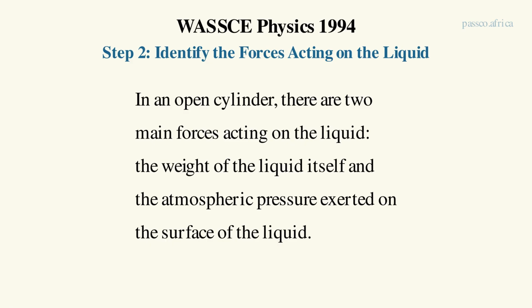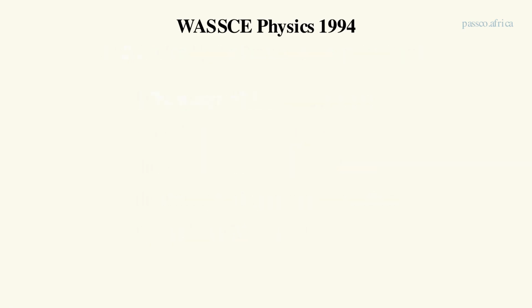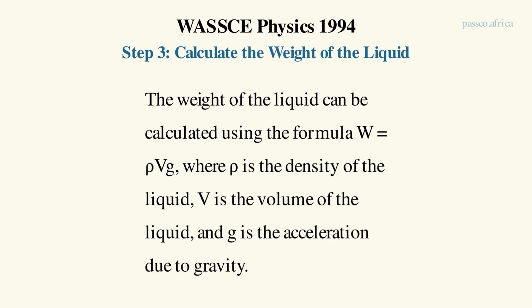Step 3. Calculate the weight of the liquid. The weight of the liquid can be calculated using the formula W equals rho Vg, where rho is the density of the liquid, V is the volume of the liquid, and g is the acceleration due to gravity.